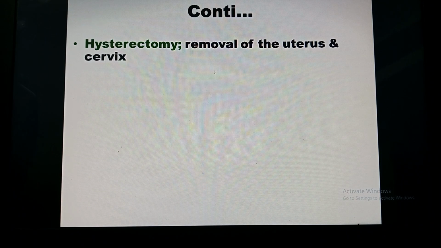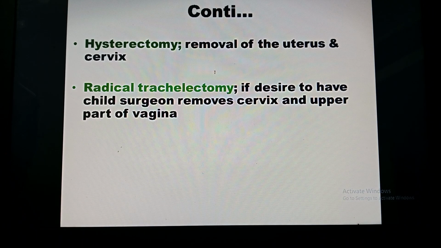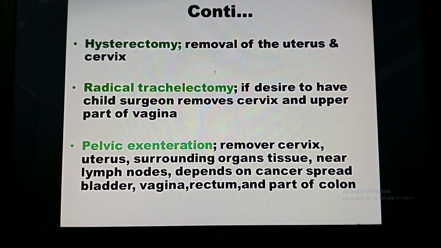Hysterectomy: removal of the uterus as well as the cervix. It depends upon how much it has spread. Radical trachelectomy: if the lady desires to have a child and she has cervical cancer at a very early stage, then the doctor will just remove the cervix and the upper part of the vagina.